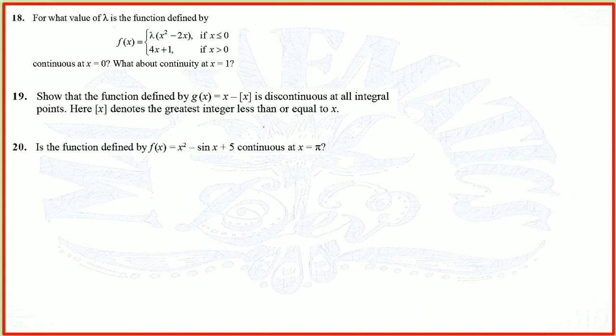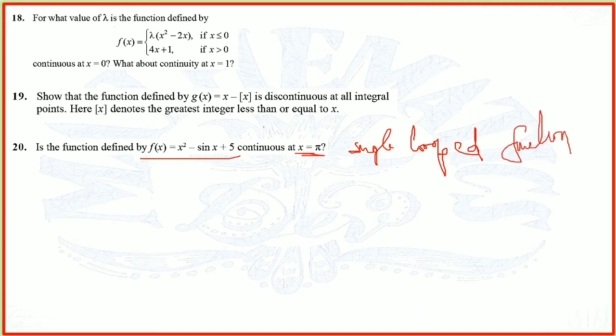Towards next question. Question number 20. Is the function defined by f of x is equal to x square minus sine x plus 5 continuous at x is equal to pi? So now this function is a single loop function. Therefore, if it is a single loop function, it is the first category, and questions number first, second, third we have already solved.